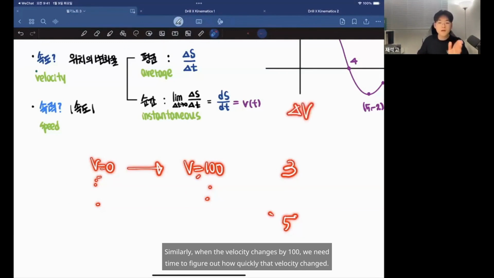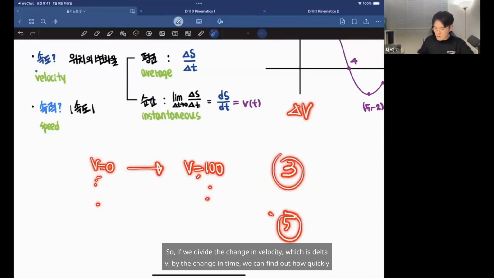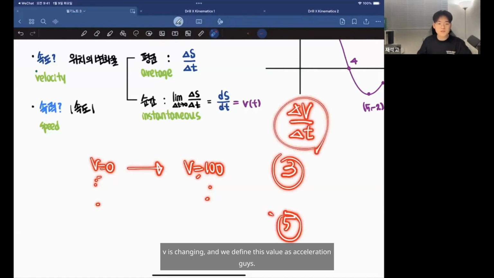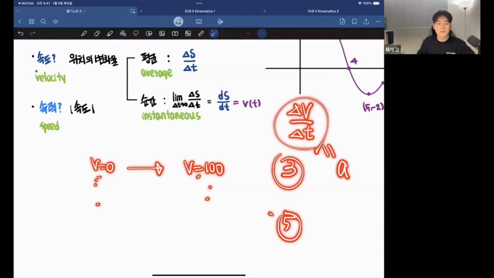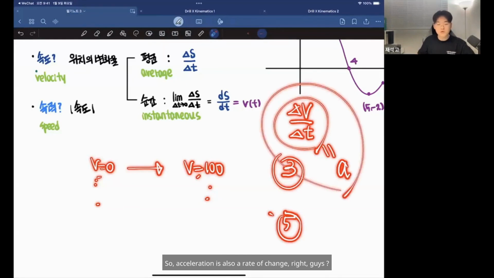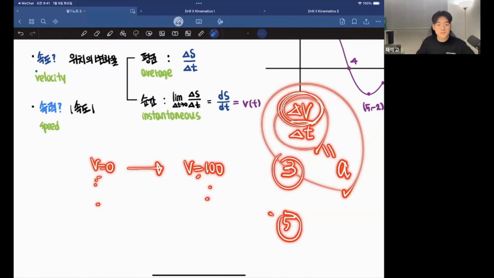Similarly, when the velocity changes by 100, we need time to figure out how quickly that velocity changed. So, if we divide the change in velocity, which is delta v, by the change in time, we can find out how quickly v is changing, and we define this value as acceleration. So acceleration is also a rate of change, right? Whose rate of change is acceleration? It's the rate of change of velocity, right? Is this okay?